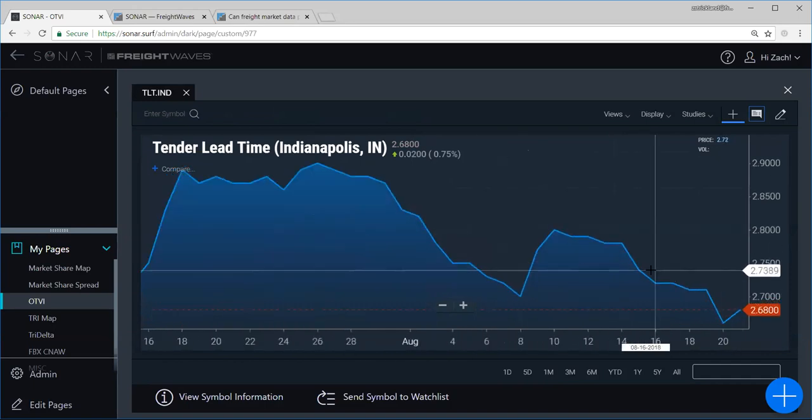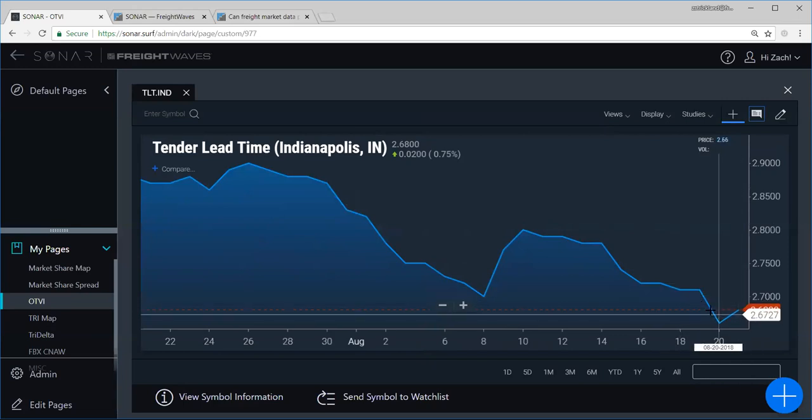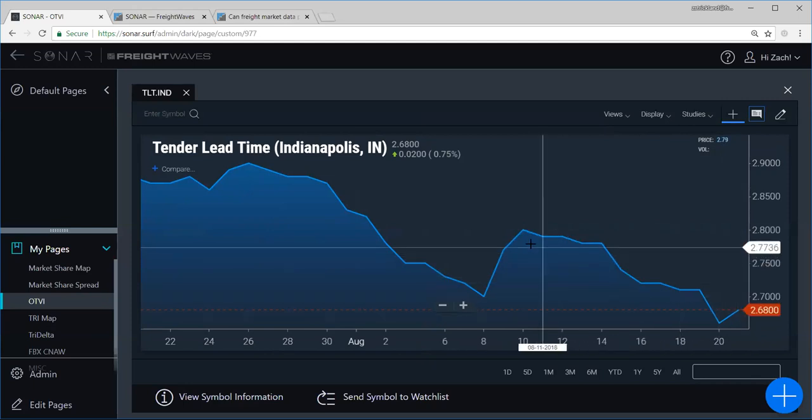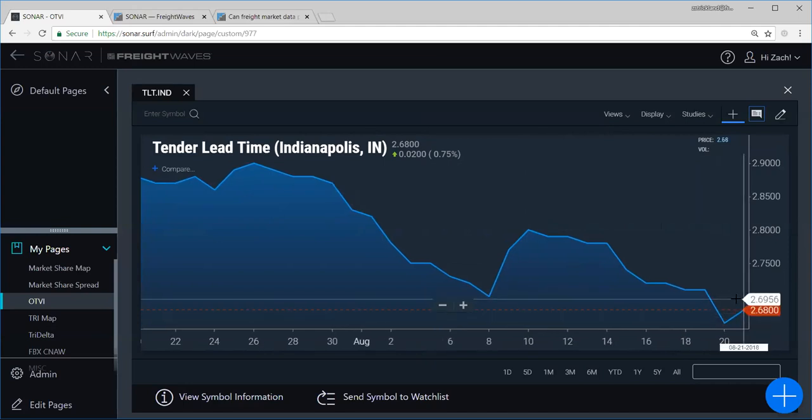And right now we're seeing it's bounced. So we've seen a few loads come out there. The tender lead times contracted a little bit, and now they're starting to go back up again. So some of these shippers haven't figured out that they may need to get their loads out there a little bit faster. Tender lead time, for those of you who don't know, is a measure between the load tender date and the requested pickup date.